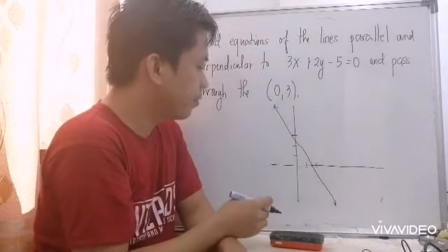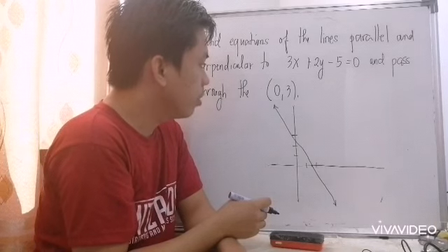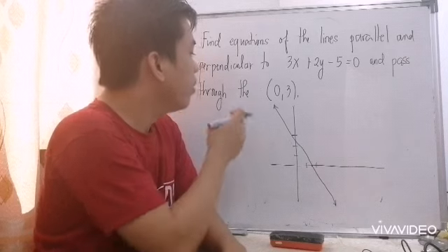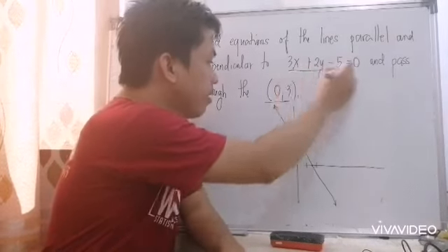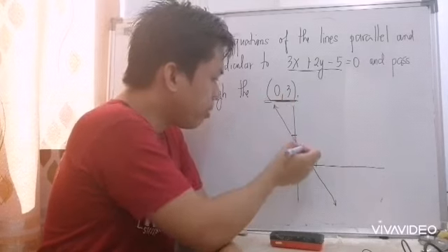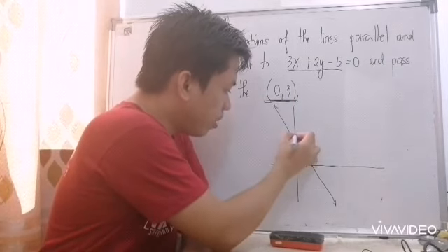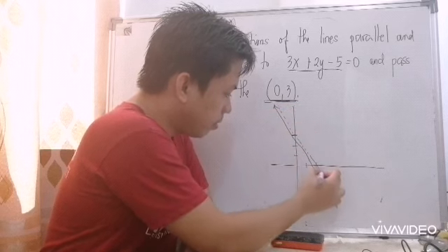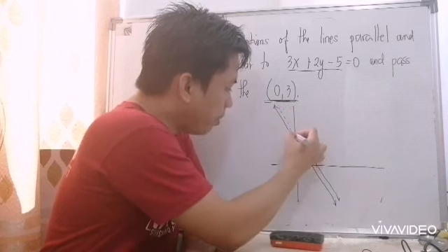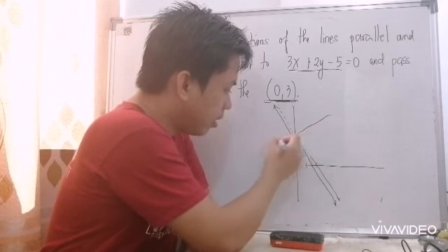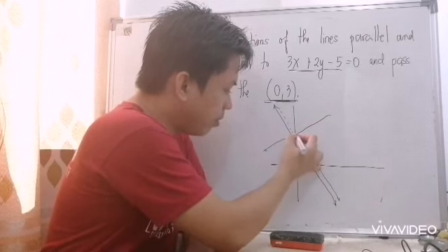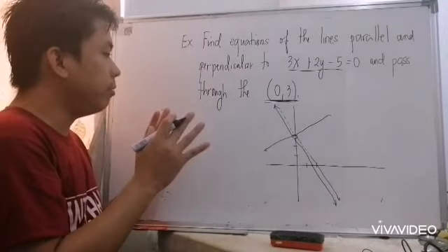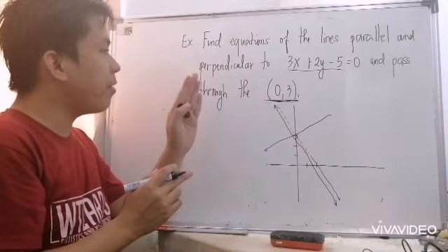Now, we have to find a line parallel and a line perpendicular to this, which pass through (0, 3). So our (0, 3) is somewhere here. Our parallel could be like this, something that is parallel to this line. Or our perpendicular can be like that, which forms 90 degrees with respect to this line. Okay, now let's solve the parallel line first.